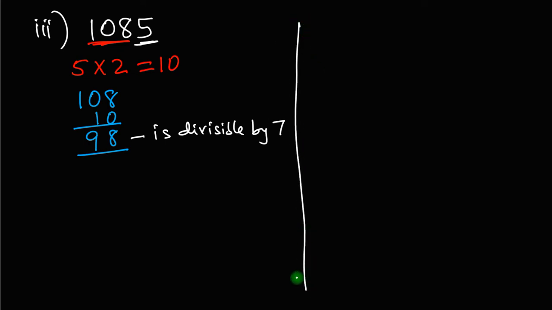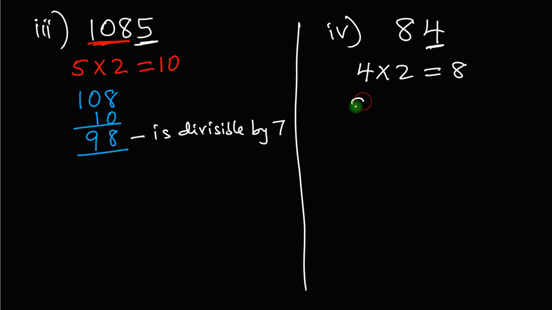Also, I can have another example, say 84. Let us test whether 84 is divisible by 7. So let us double the last digit. That will be 4 times 2, which is equal to 8. Then 8 minus 8, that is the remaining digit. 8 minus 8 will be equal to 0. Hence 84 is divisible by 7.